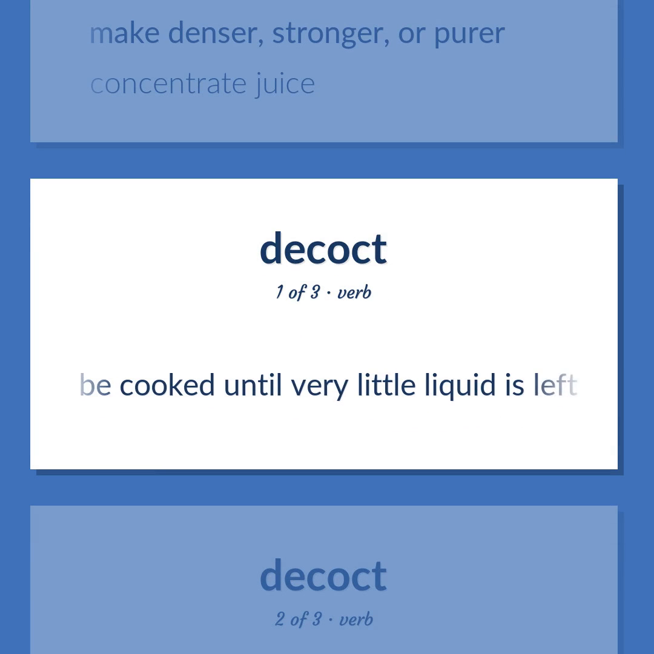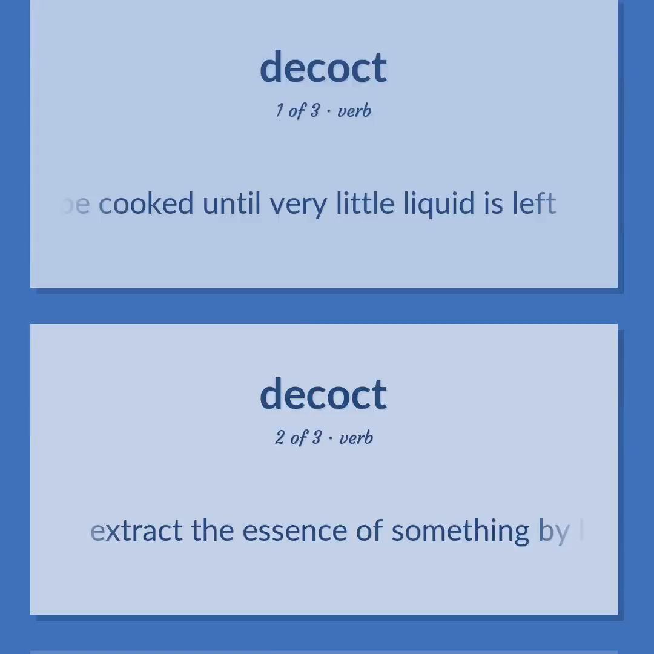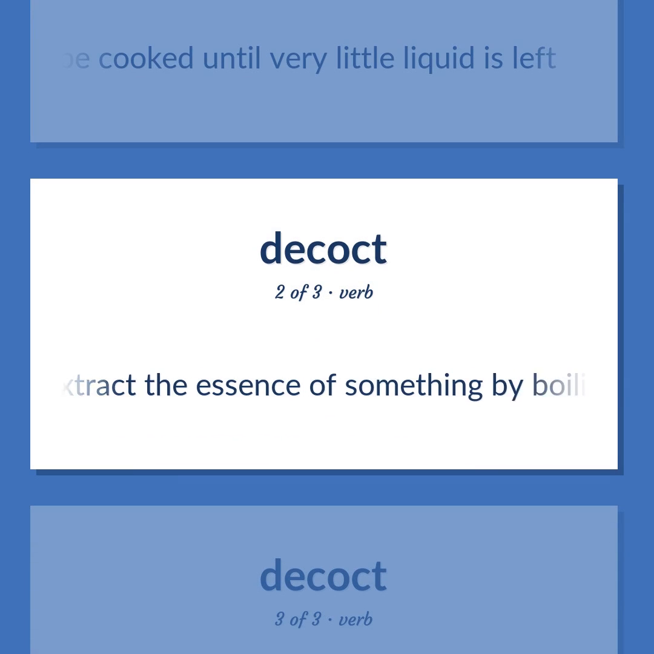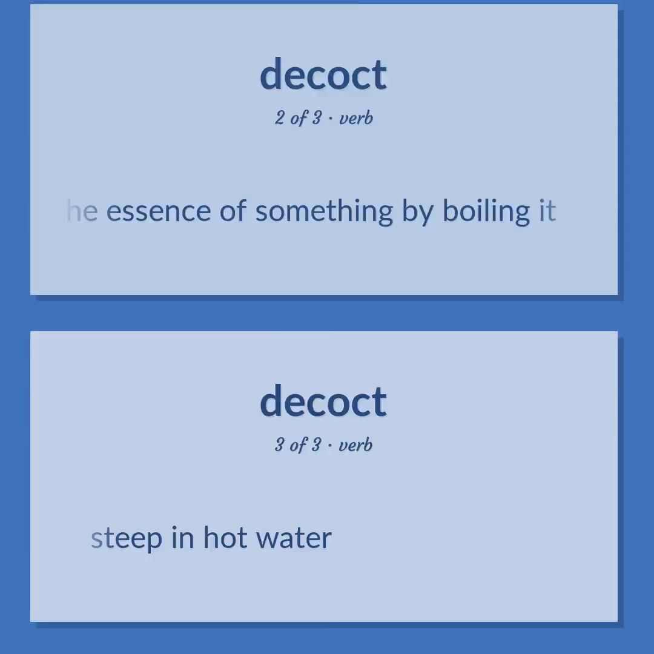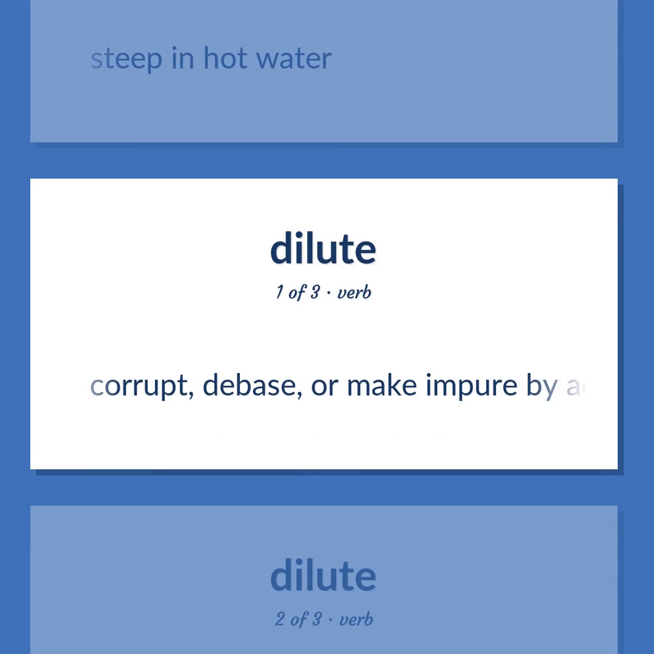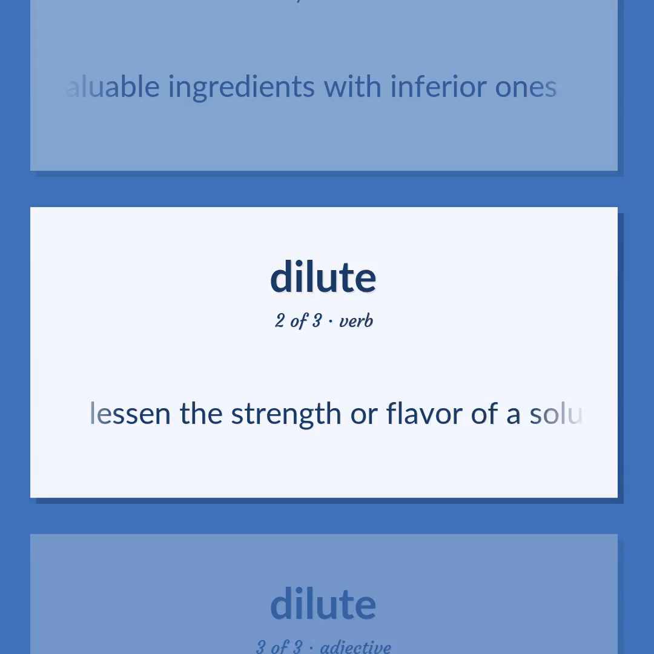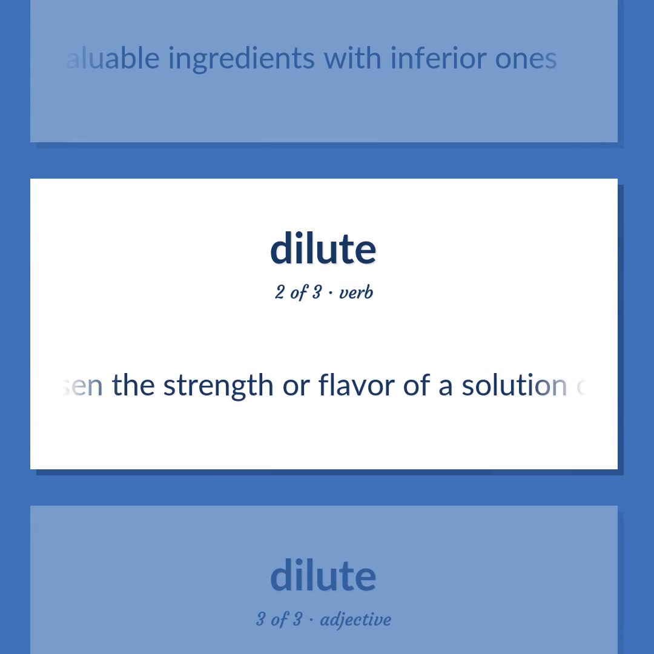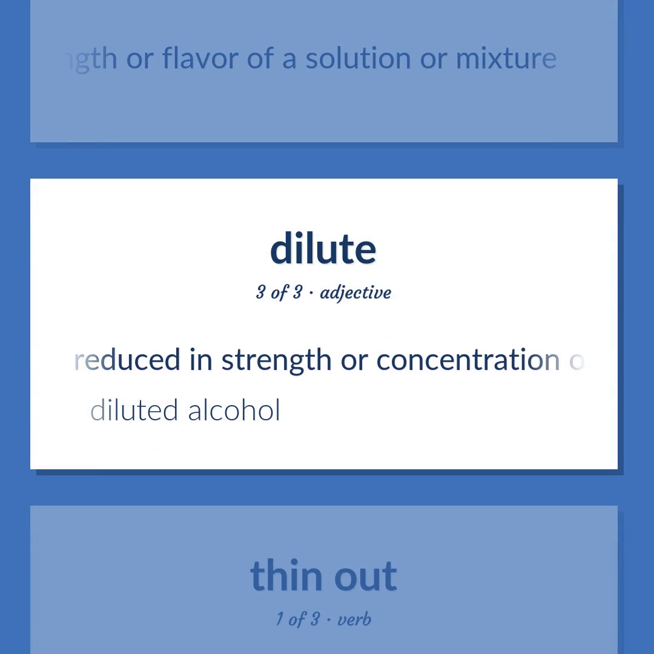Be cooked until very little liquid is left. Extract the essence of something by boiling it. Steep in hot water. Corrupt, debase, or make impure by adding a foreign or inferior substance, often by replacing valuable ingredients with inferior ones. Lessen the strength or flavor of a solution or mixture. Reduced in strength or concentration or quality or purity. Diluted alcohol.